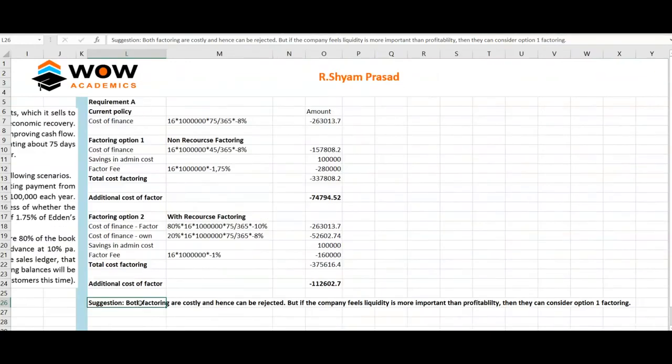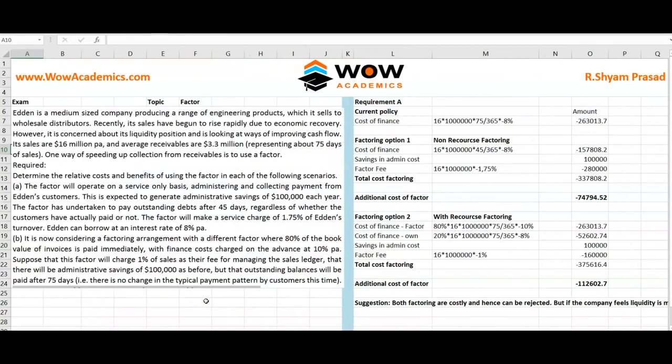Some companies feel that it's better to have more liquidity than the profitability, so they can choose this option, because in this option the cost is only around 75,000 additional cost, but they get immediate liquidity. So there is a benefit and a trade-off. So a company has to consider these points before finding out whether they have to go for factoring or not. So that's about this problem. We'll move on to the next one.